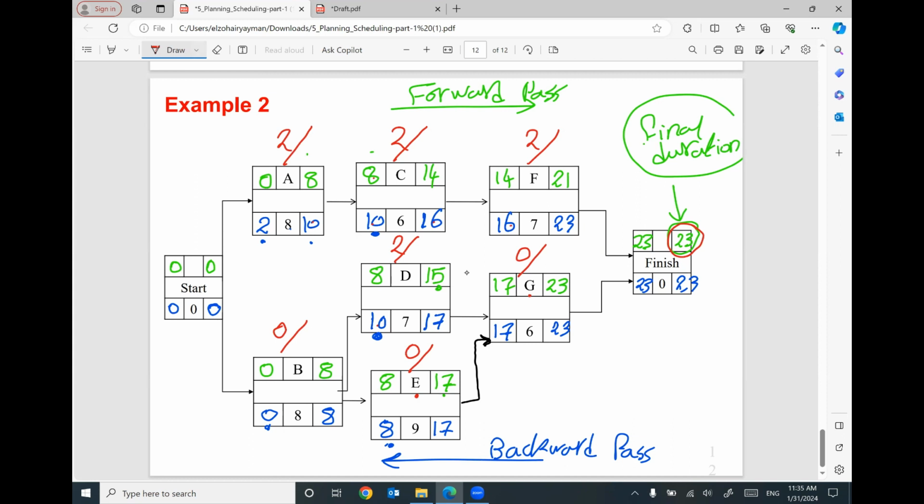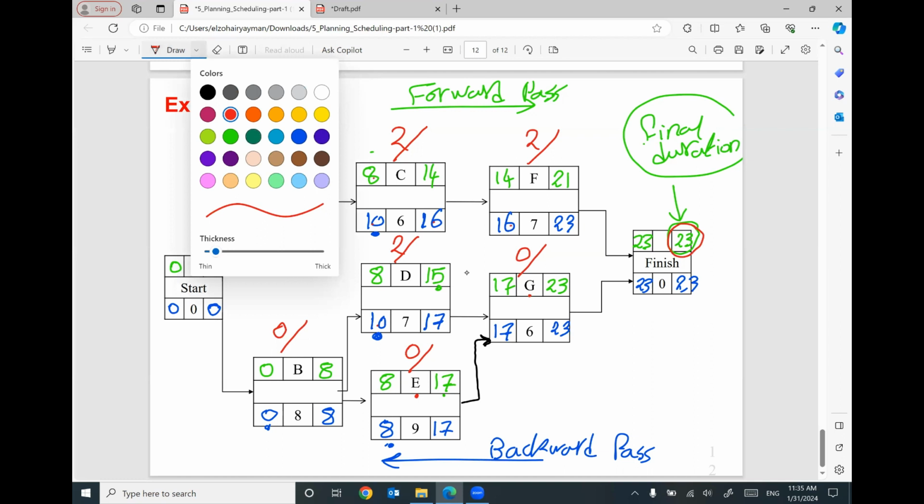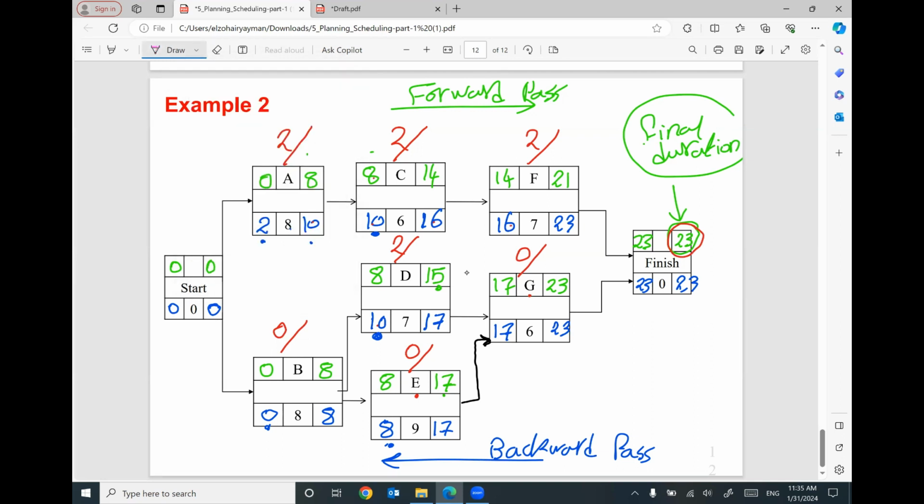If you would like to figure out the free float, for this one, the successor is C. The early start is 8. So the difference between early start and the early finish, 8 minus 8 will be 0. For this activity C, the successor is F. The early start here is 14. The early finish here is 14. So if you subtract both of them it will be 0.